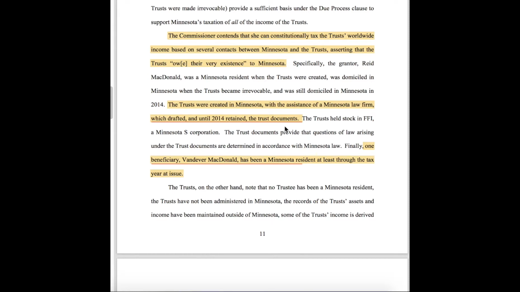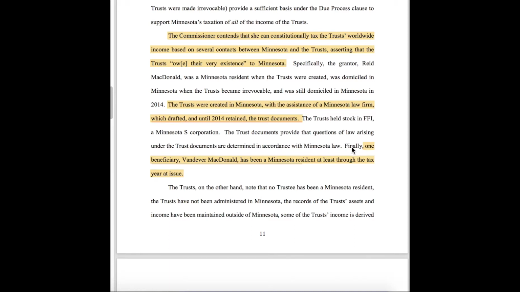So if a law firm forms your trust, that by default allows the presumption that your trust is amenable to the courts. All right, that's very, very important to know. Another reason for the contention of jurisdiction is that one of the beneficiaries was a Minnesota resident at the time that the trust was formed.